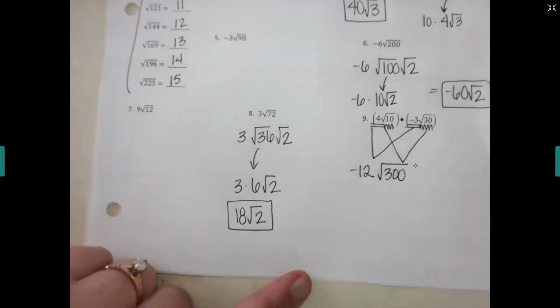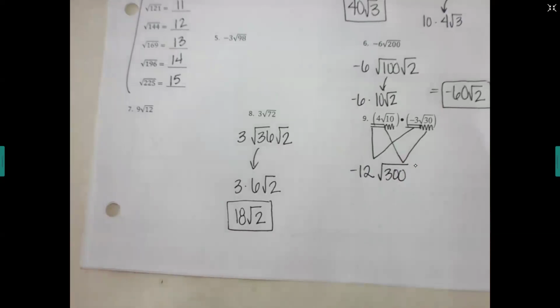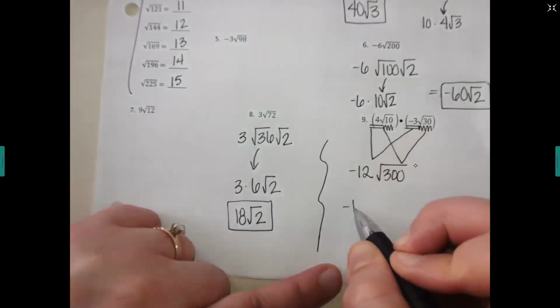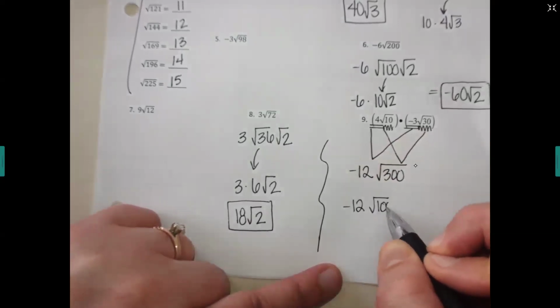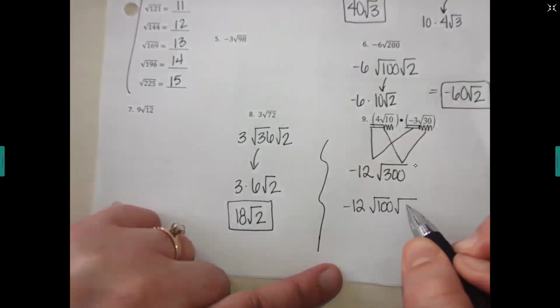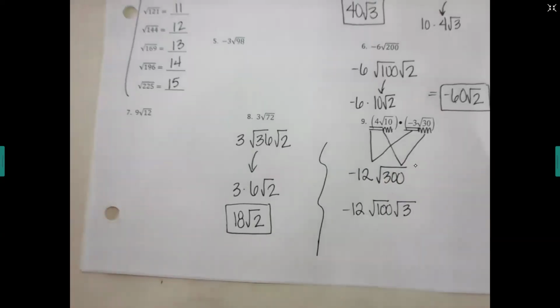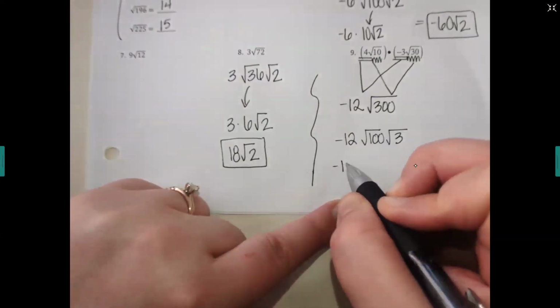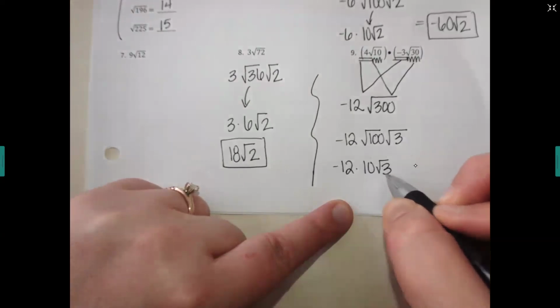300. Very good. Then you want to see if this can break down by any of the perfect squares in your list. So look back at your list. Okay, 300, you're pretty much starting at the bottom. What number can 300 divide by that's on my list? 100. 100 is correct. Very good. So I'd have negative 12, root 100 times what? 3. So it's 100 times 3. And then what's the square root of 100? 10. So that'd be 10 root 3.